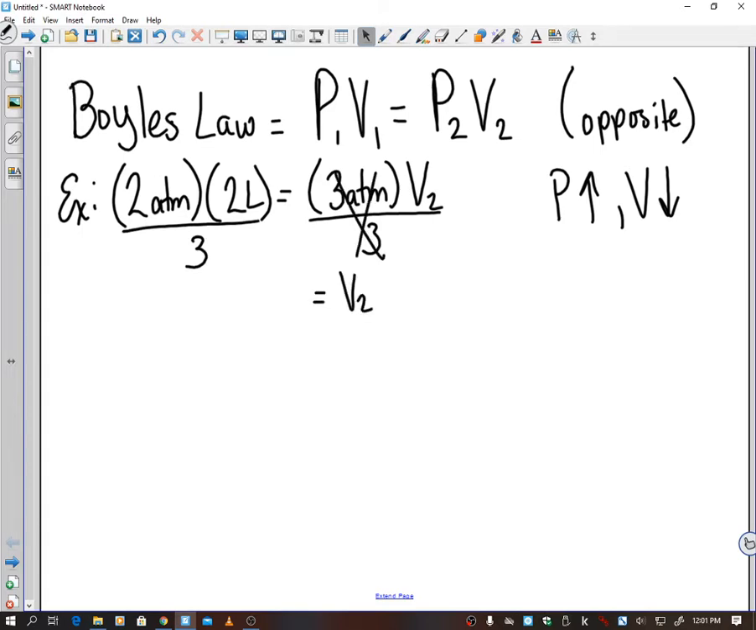With my volume now being, let me grab a calculator real quick. 2 times 2 is 4, and I'm going to divide that by 3, which would be 1.3, and it is volume, so it's going to be liters. Right, so that is Boyle's Law right there.